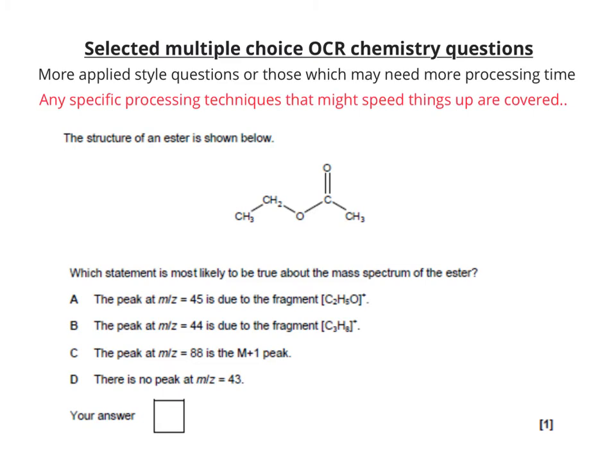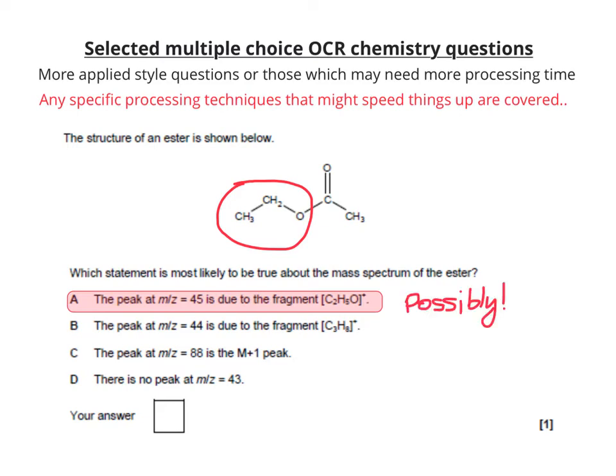Okay, so this one is about the mass spectrum of an ester. Now you don't actually need to know about esters to be able to work this one out, because it's the mass spectroscopy part they're focusing on, not the ester chemistry. Okay, so what you've got to do here is just work through each one in turn. So the first statement would suggest that the circled part comes off as a fragment. Now does that add up to 45? Now it does. So let's think about that possibility.